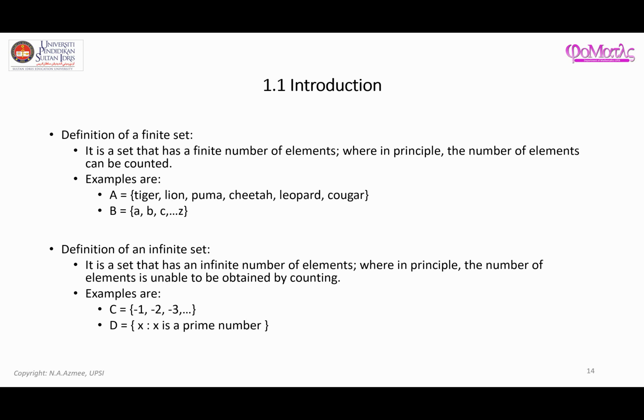In this video, I'm going to talk about some of the common terms that are found in this idea of set. So first, let's start off with the definition of a finite set.